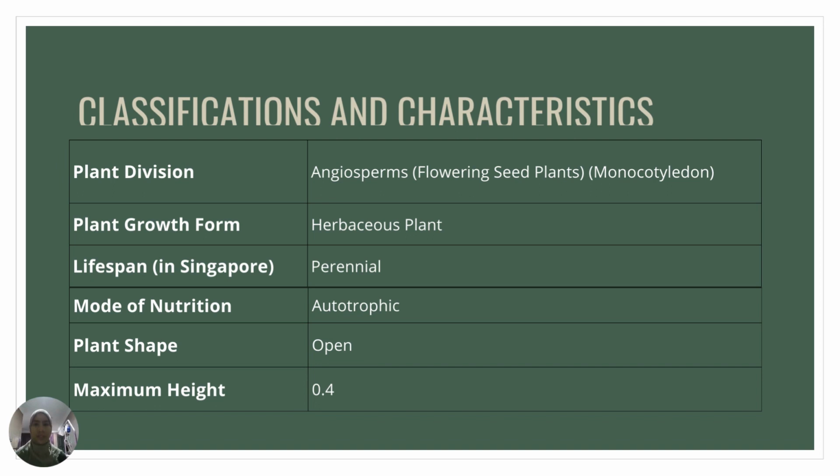The plant that I chose is the flamingo flower. As for the classification and characteristics, the plant division is angiosperms, which are flowering seed plants, in monocotyledon seeds. The plant growth form is herbaceous. Meanwhile, its lifespan in Singapore, which has the same climate as Malaysia, is perennial. Mode of nutrition is autotrophic. Plant shape is open, and the maximum height that can be reached by the flamingo flower is 40 centimeters.